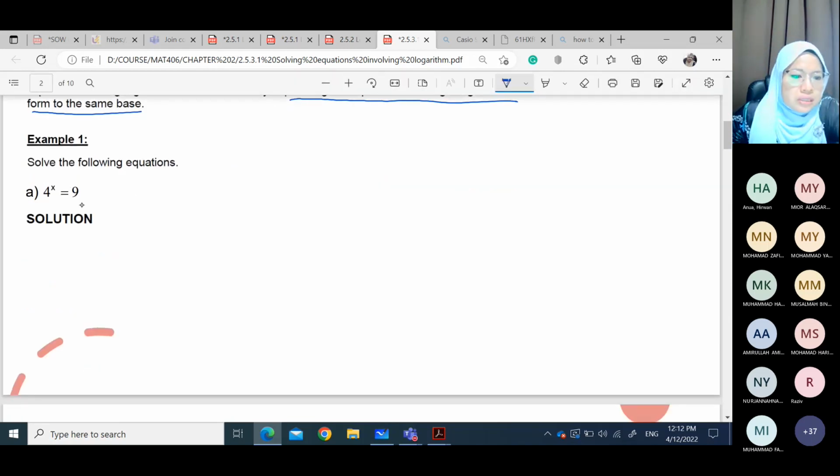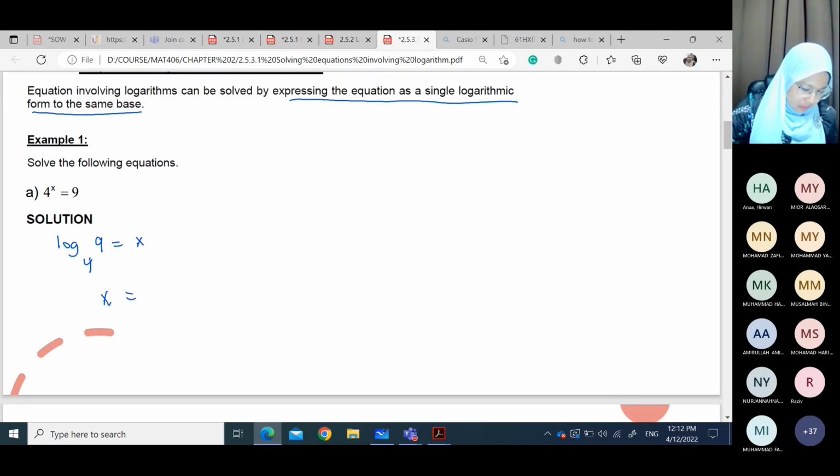Solve the following equation. So here we have 4 to the power of x equals to 9. So as a solution, we convert into log, and we will have log base 4. Value here is 9 equal to x, index dia. So index dia dekat sini adalah, so x equals to log 4 9. So x here is 1.58496.